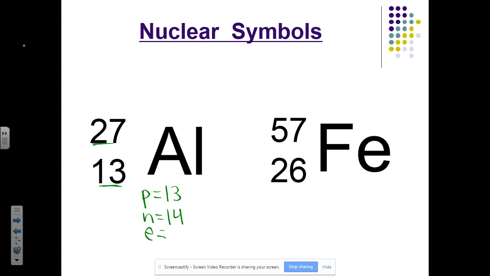That 13 plus 14 equals 27, which was the mass number given. Okay, and there is no charge up here. It would be shown up right there. So that means that the electrons and protons are equal.